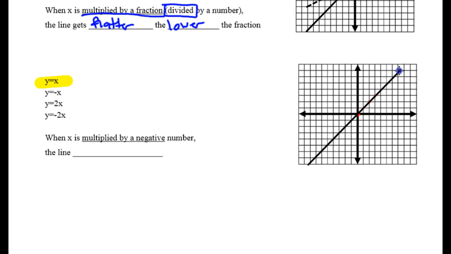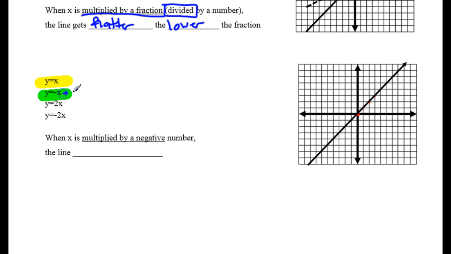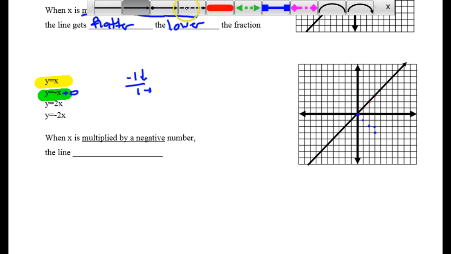Alright, so there's our parent graph. Now look at this one. Look at how we're changing this one. Now it's y equals negative x. Well, negative x, what does that mean? The intercept is still 0, but now the slope is negative 1. So if I throw that over 1, I'm going to start at the origin. But negative 1 over 1 means I go down 1, right 1. So now my slope is going to go like that.